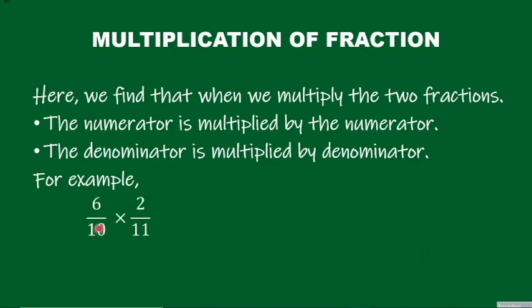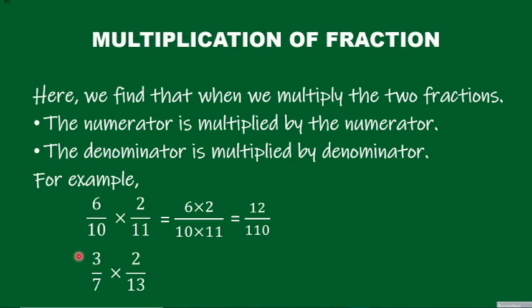Now next, see another example. Here we have 6 upon 10 multiplied by 2 upon 11. How will you solve this? First you will multiply numerator with numerator and denominator with denominator. After performing the multiplication, 6 into 2 and 10 into 11, we will get 12 upon 110. Okay. Now let's see the next question part. If we multiply 3 by 2 and 7 into 13, what will we get here? 3 times 2 is 6 and 13 times 7 is 91.